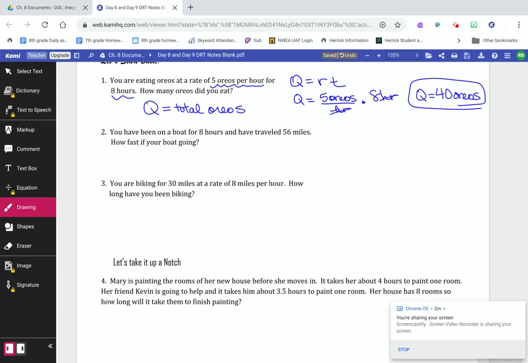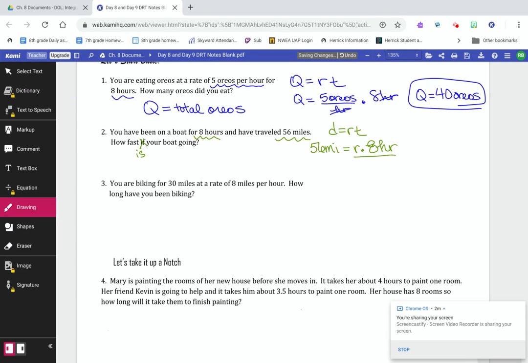Next, we have a problem saying you have been on a boat for 8 hours and have traveled 56 miles. How fast, this should say, is your boat going? So this one we do have distance equals rate times time. The information we have, 8 hours, would go in the time slot. And we've traveled 56 miles. So 56 miles equals rate times 8 hours.